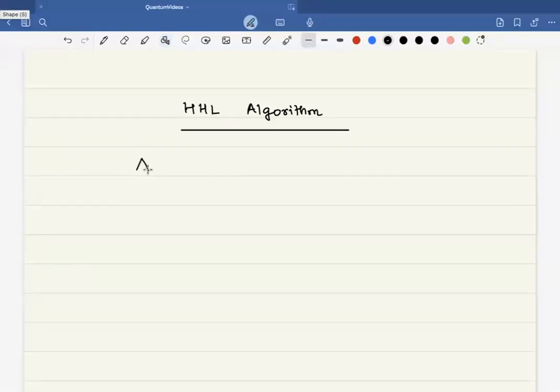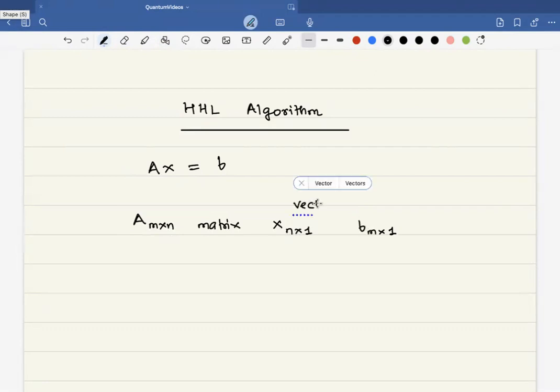So we have AX is equal to B. And this is a very important problem in linear algebra and has very important applications in all of mathematics. So solving a matrix equation where A is, let's say, an M cross N matrix, X is an unknown N cross 1 vector, and B is a known M cross 1 vector. So these two are vectors.